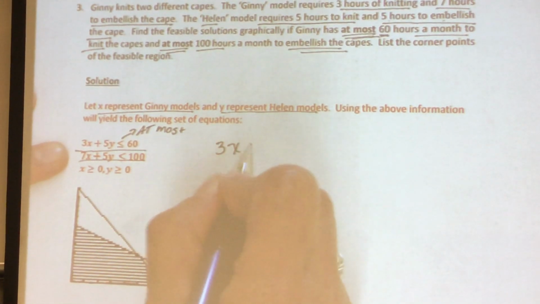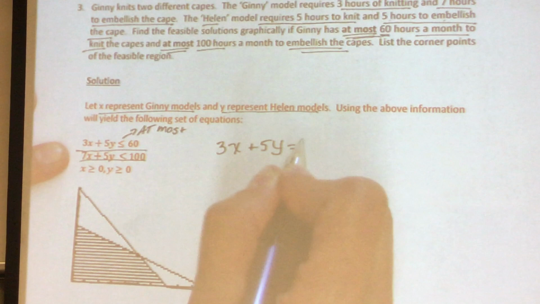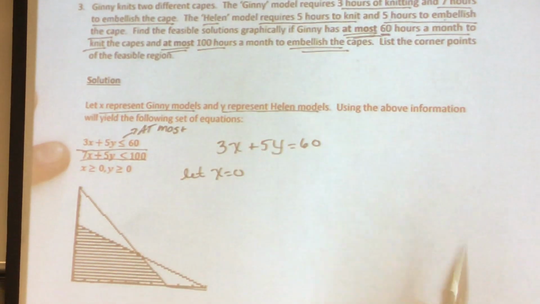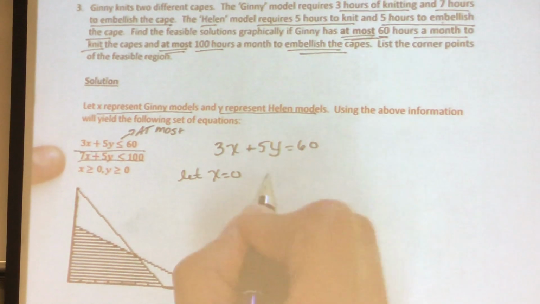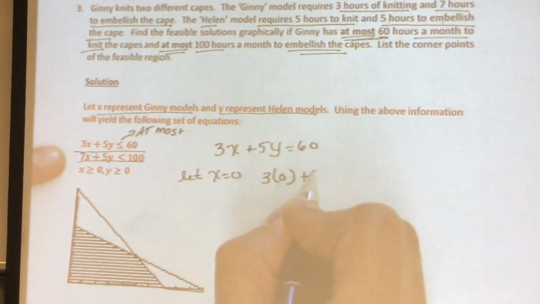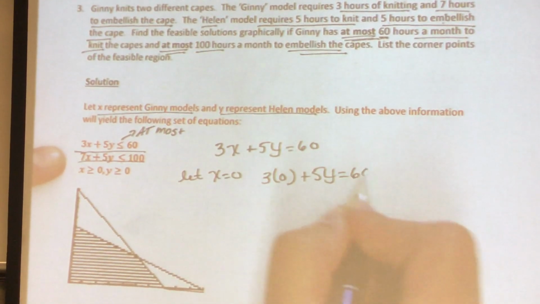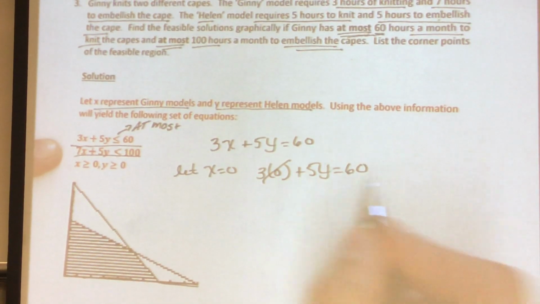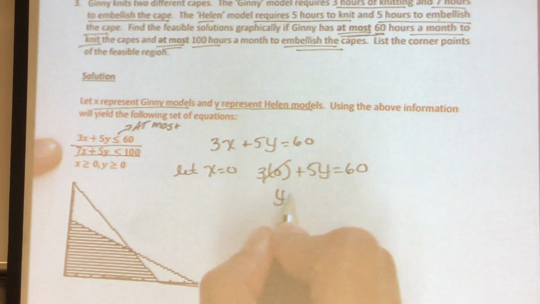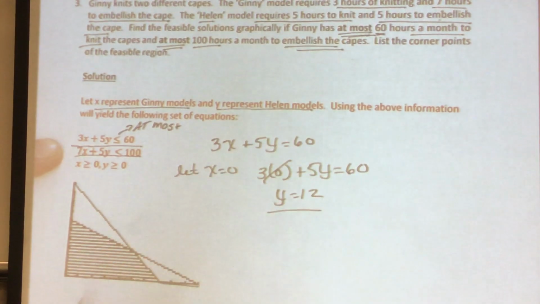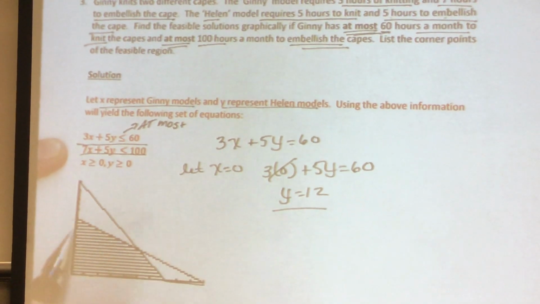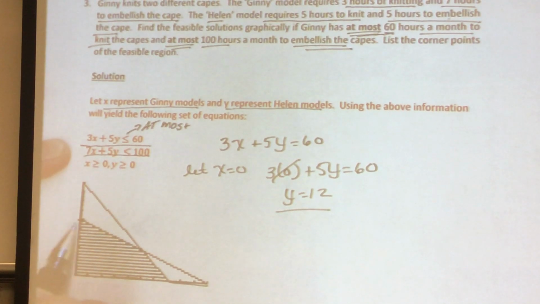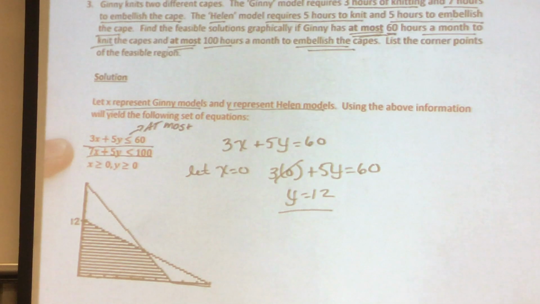So we have 3x plus 5y is equal to 60. We're going to let x equal 0 and solve for y. So 3 times 0 plus 5y is equal to 60, so 5y is equal to 60. Divide both sides by 5. Y is equal to 12. So here we have x is 0 and y is 12. That is this point right here, y equal to 12.